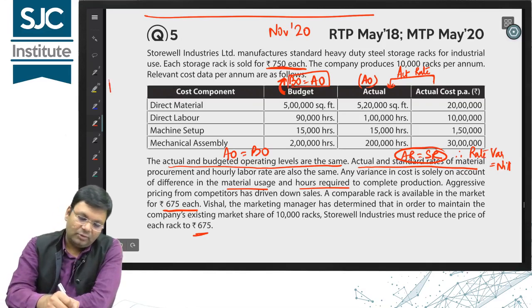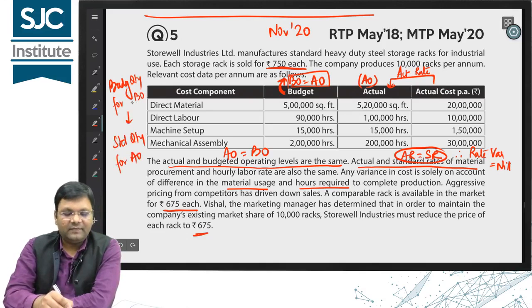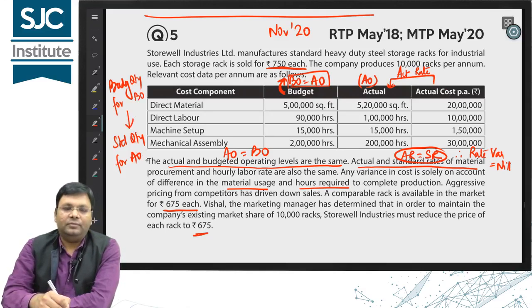You remember there are two items called budgeted quantity for budgeted output and another we call standard quantity for actual output. How do you get from budgeted for BO to standard for AO? How do you get this? Budgeted for BO, how do you use this budgeted for BO to get standard for AO?